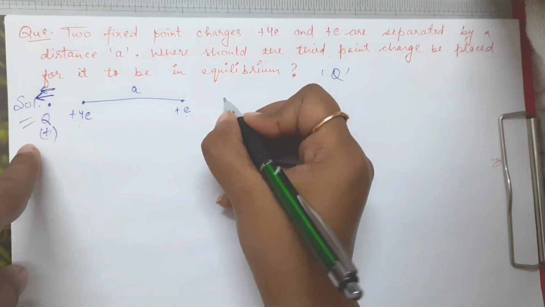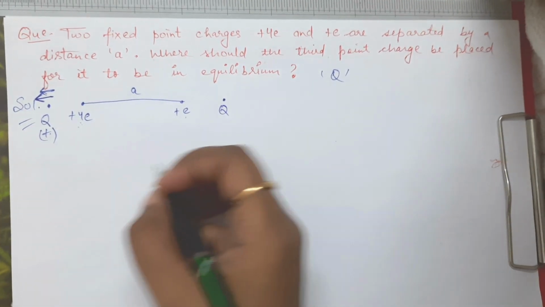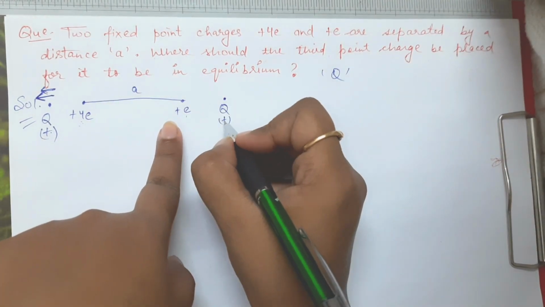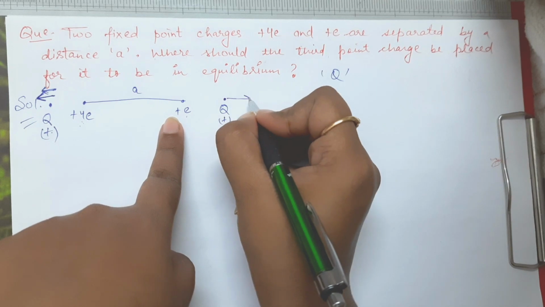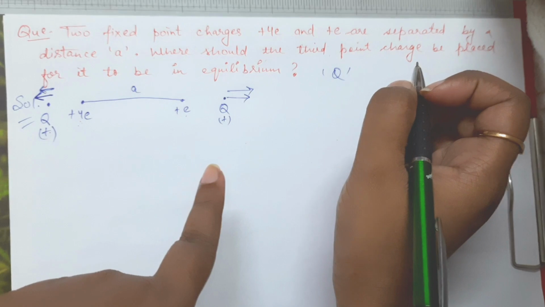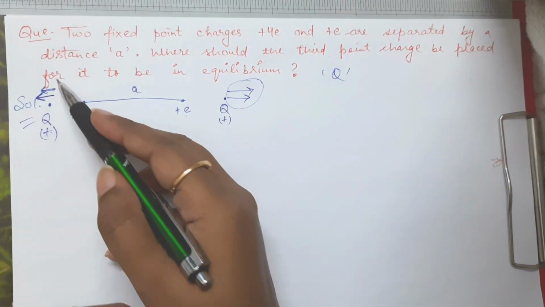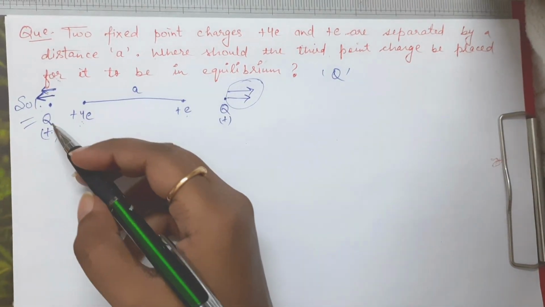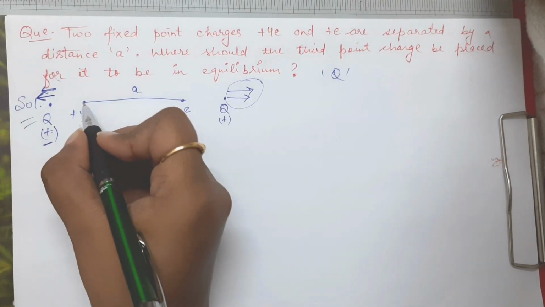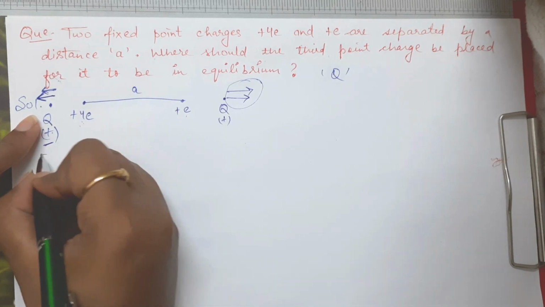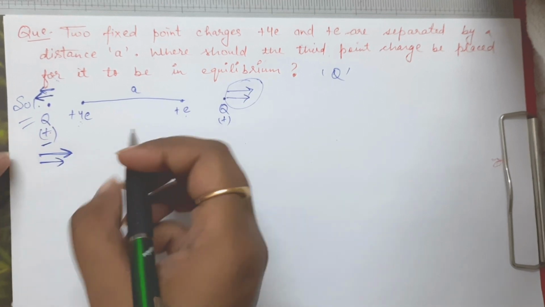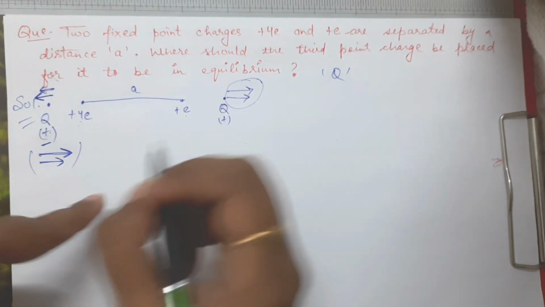Now if I place this Q here, suppose this is positive. This will repel this one, and this will also repel this one. Here also the net force cannot be equal to 0 because these two will add up. Now instead of positive, if this was negative, then what will happen? This is positive, this is negative. This one will attract this charge towards itself and this one will also attract towards itself. In this case also it cannot be 0.